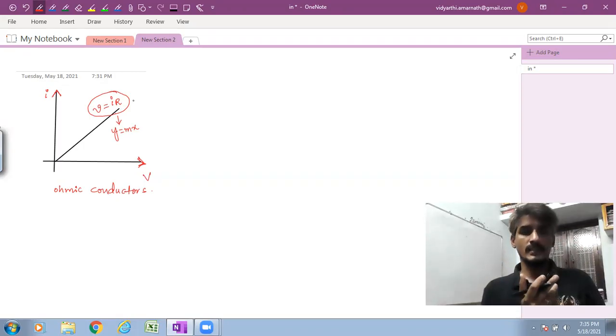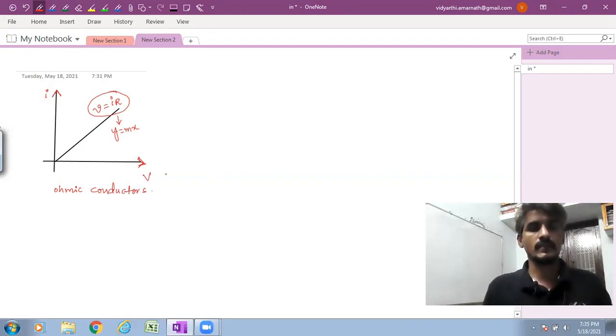Ohmic conductors means in this. See, what is the slope of this curve, the slope of this straight line? The slope m is equal to resistance.